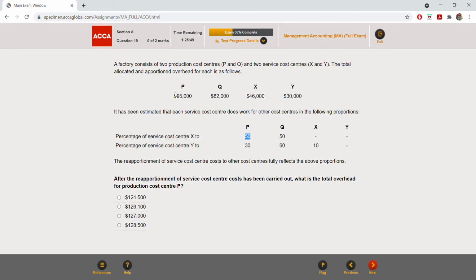So now add 95,000 plus 9,000 plus 24,500. It will lead to 128,500. Okay, next.